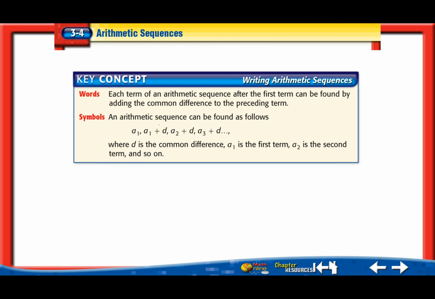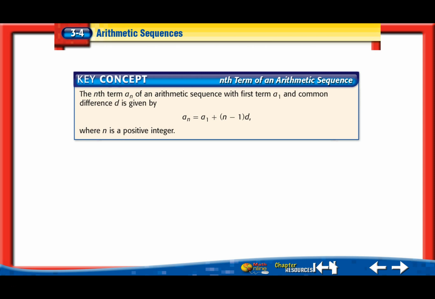An arithmetic sequence could be A1, the first term, plus the difference, and that would equal A2. A2 plus the difference equals A3, A3 plus the difference, and so on. So D is the common difference, and A1 is the first term, A2 is the second, and so on and so forth.